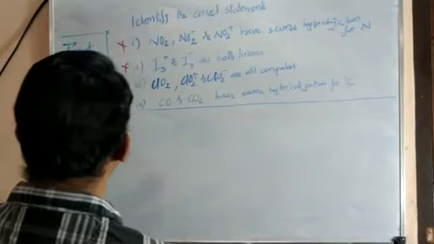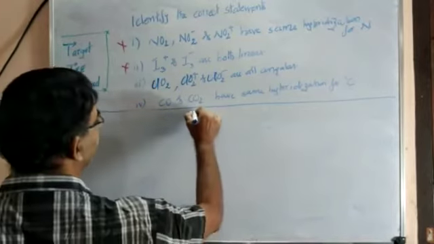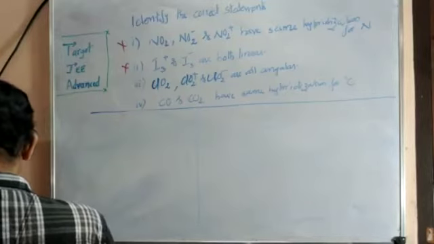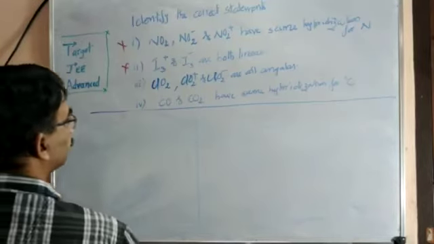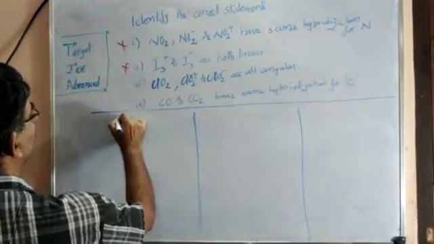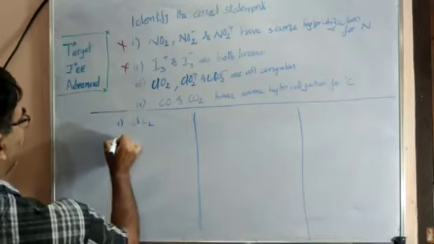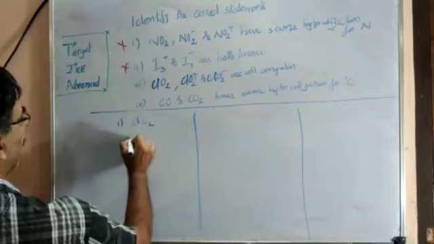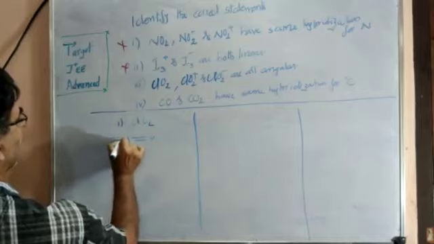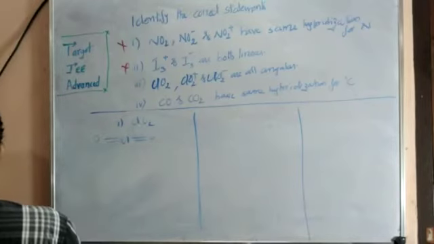Now we have the third statement: ClO2, ClO2 plus, ClO2 minus. First, ClO2. We have a chlorine atom. Here we approximate the diagram like this: double bond on both sides, or one double bond and a coordinate bond. It can be either way.